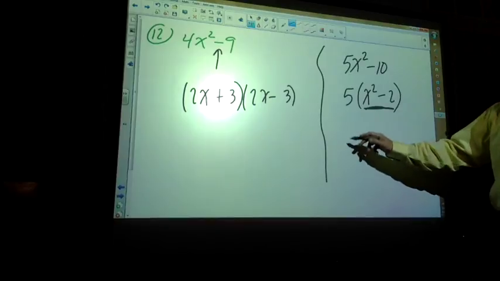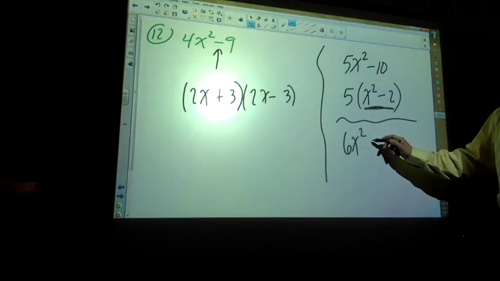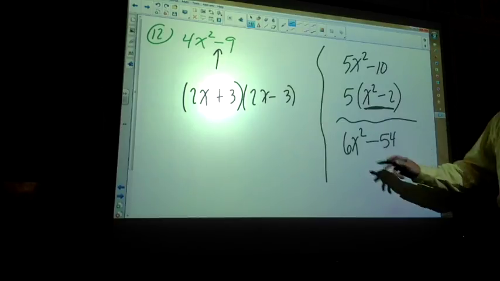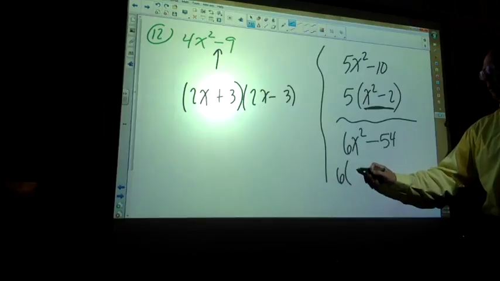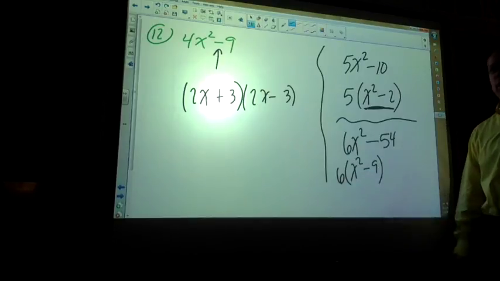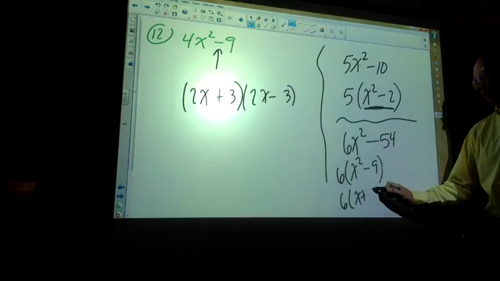But you could have a scenario like this: 6x squared minus 54. You'd factor out your greatest common factor of 6, and then you get that. This is not all the way done because that's the difference of two squares. So this would become this.